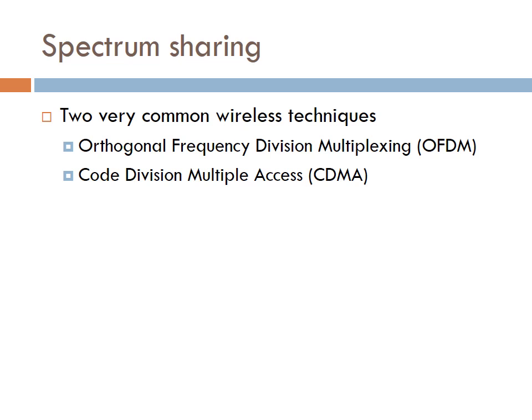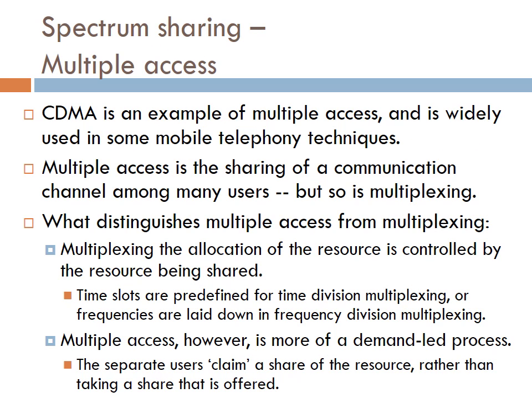Multiple access is the sharing of a communication channel among many users. But so is multiplexing. What distinguishes multiple access from multiplexing is that in multiplexing, the allocation of the resource is controlled by the resource being shared.